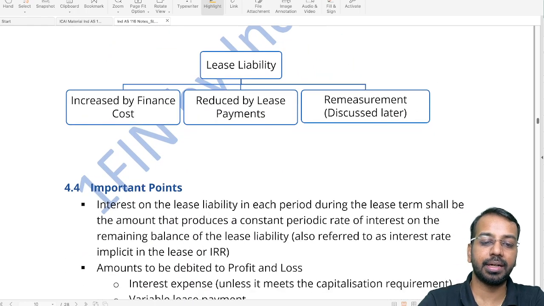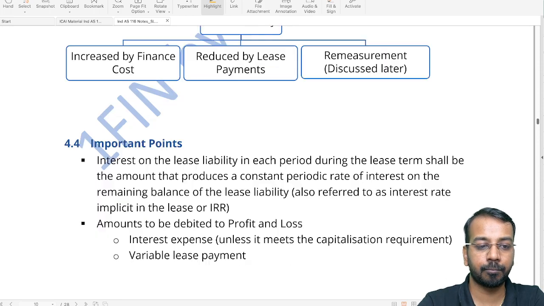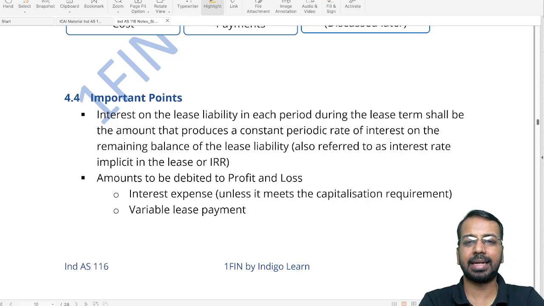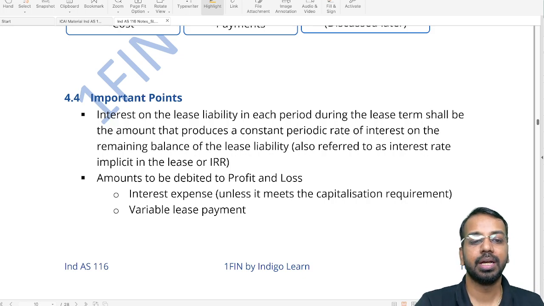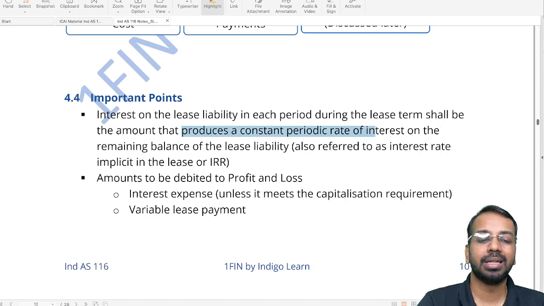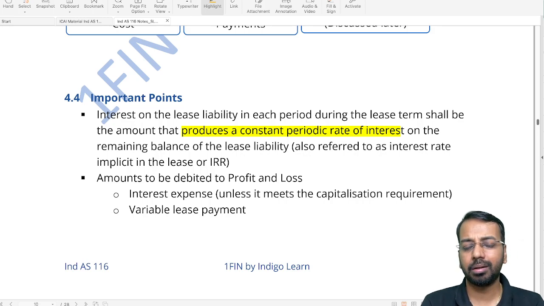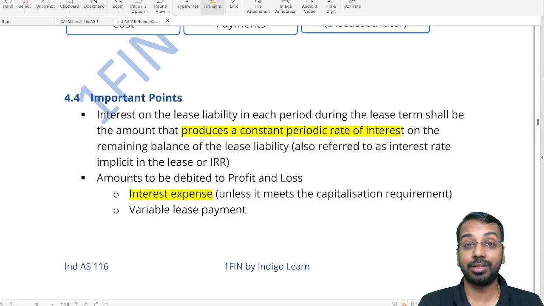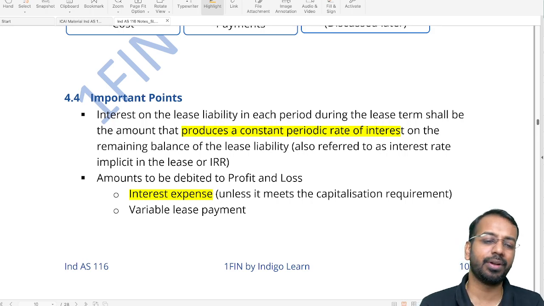Lease liability we have already discussed as to how we will account for it. Now here is a slightly tricky point which the standard has mentioned. Interest should be the amount that produces a constant periodic rate of return. Generally, we will use the interest implicit in the lease or the incremental borrowing rate. The interest expense will be debited to P&L. If it meets the capitalization requirement as per borrowing cost, then we'll capitalize it.